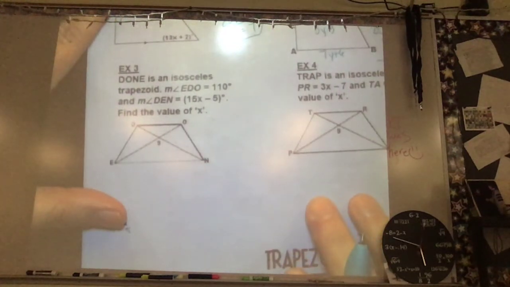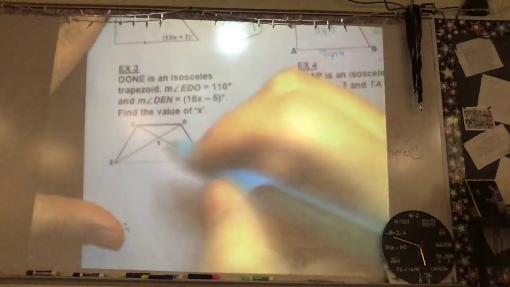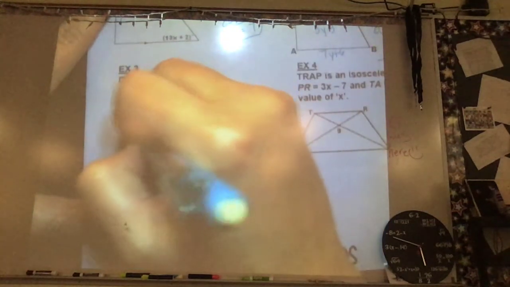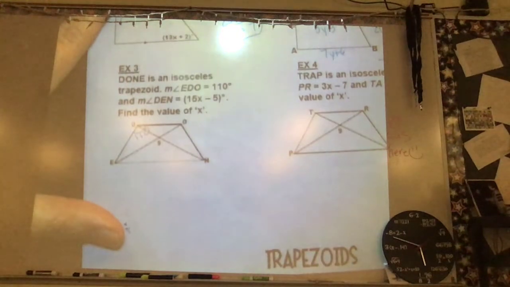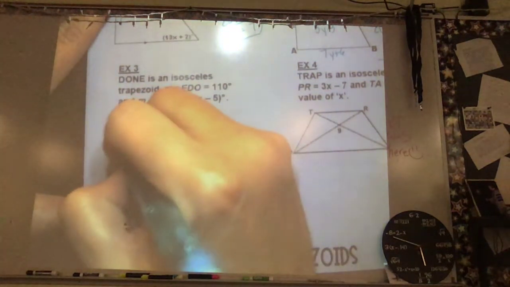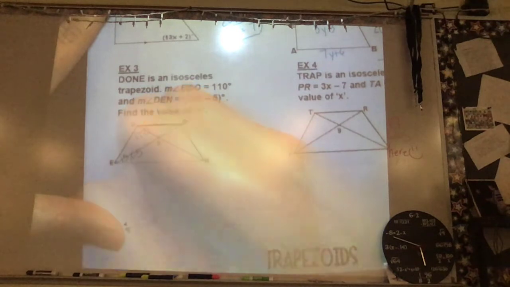Done is an isosceles trapezoid. It says that the measure of angle EDO is 110. So this is 110. It says the measure of angle DEN is 15x minus 5. Find the value of x.